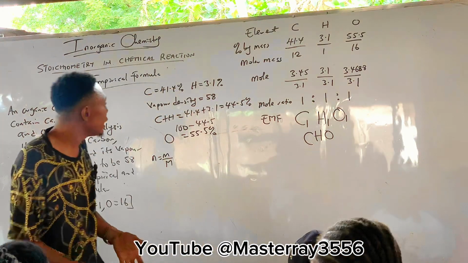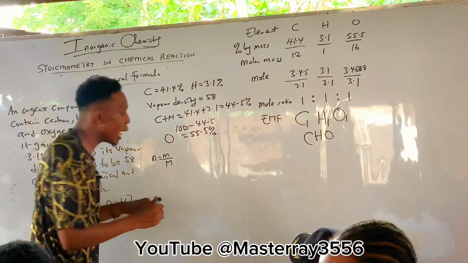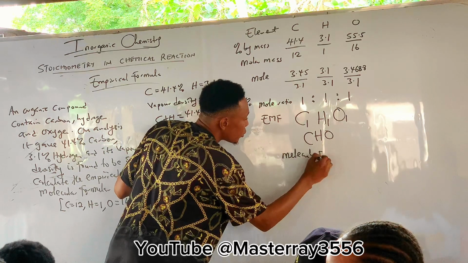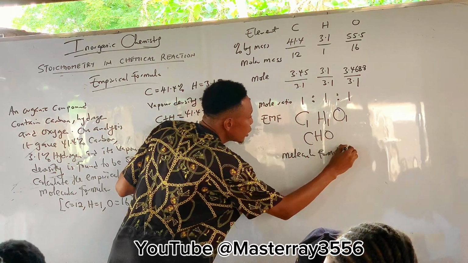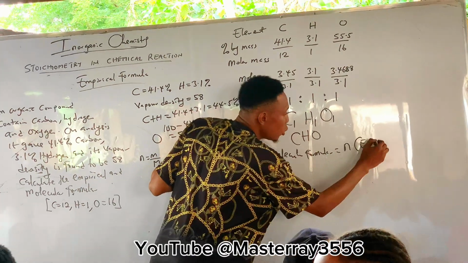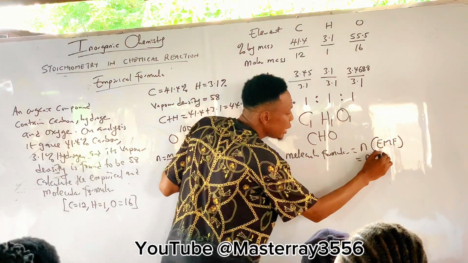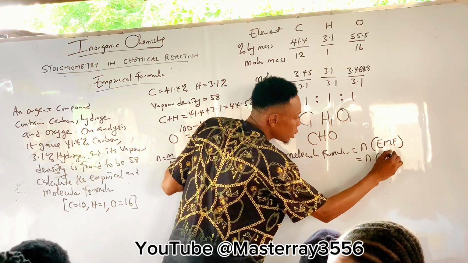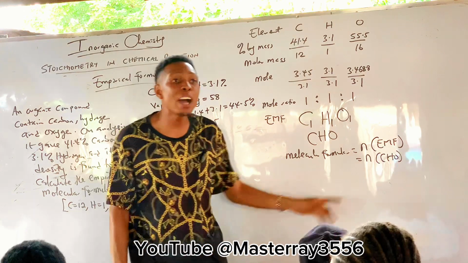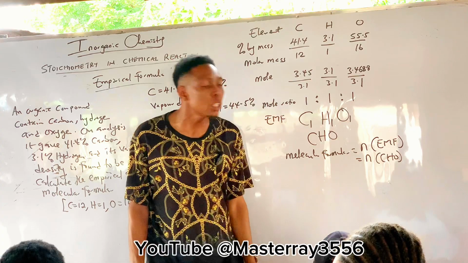Now this is my EMF. The next thing we are asked to look for is the molecular formula. For us to look for the molecular formula, it is M bracket EMF. Are you following? And our EMF there is CHO. Please pay attention. But the issue there is, do I have my N? No. I don't have N. I have to look for N. Are you following? So what do you do?